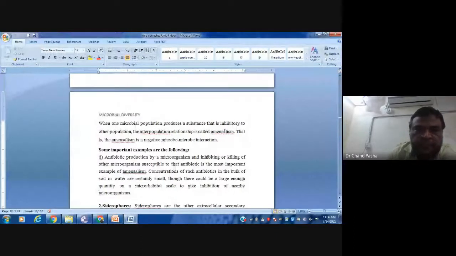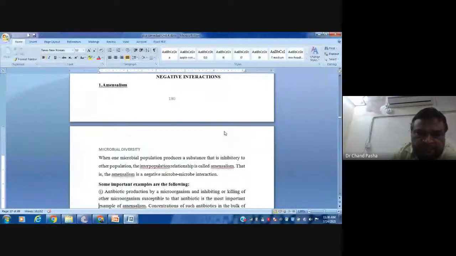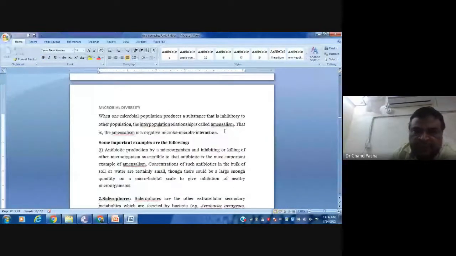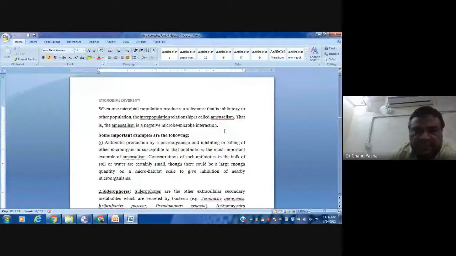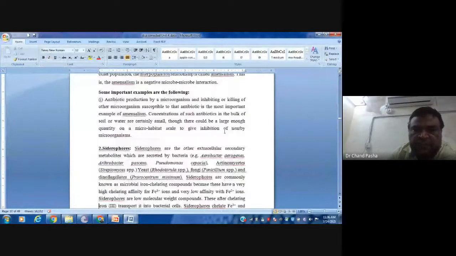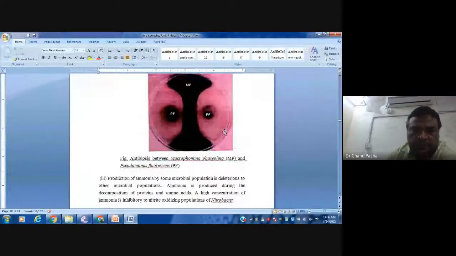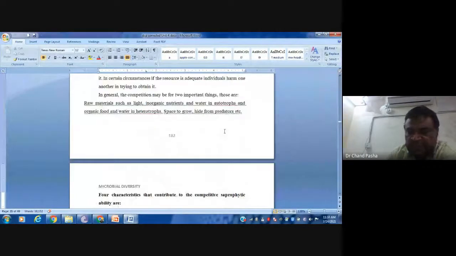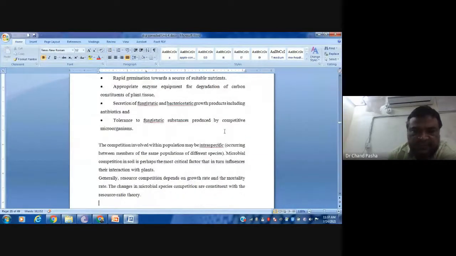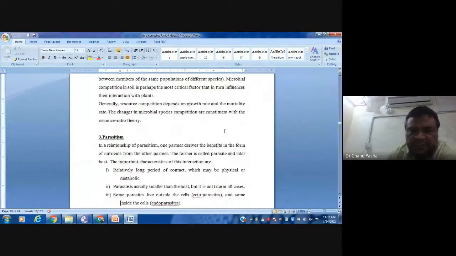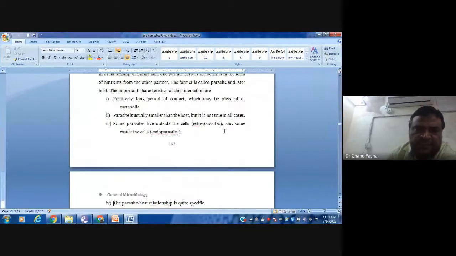As far as negative relations are concerned, amensalism. So here what happens here? Negative microbe and microbe interaction in this case. Here, siderophores, it is sometimes useful, but if some bacteria produces more siderophores and it acquires the entire iron, so the iron is not available for other organisms. Sometimes antibiotics are produced and these antibiotics kill the other bacteria. Parasitism, they go and infect other bacteria. They could be ectoparasites or endoparasites.